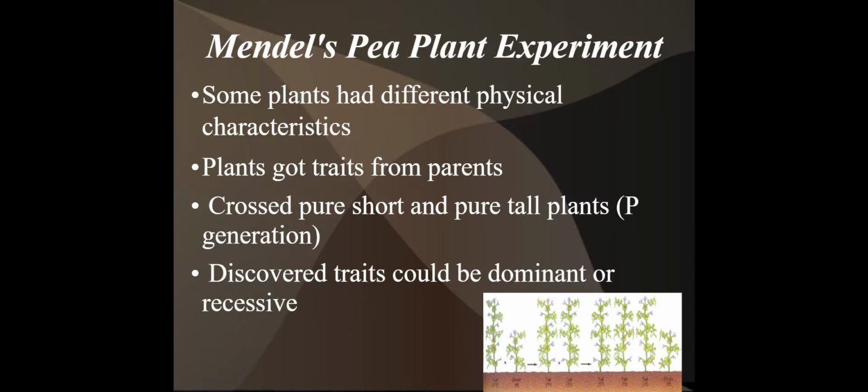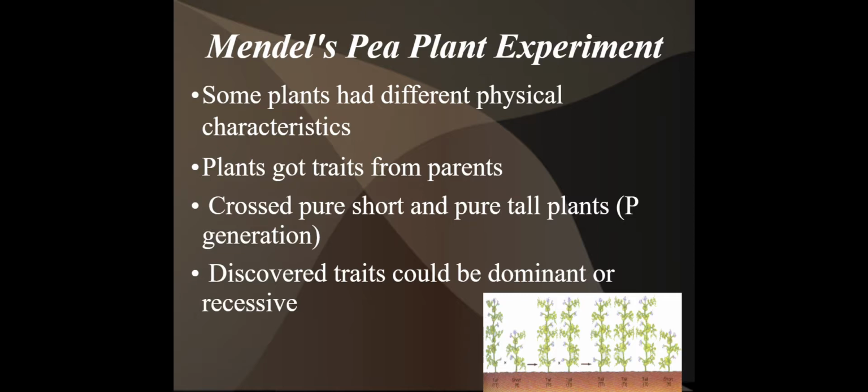So he could take pollen from a tall plant and pollinate, or put it on the stigma of, a short one. So he could see, okay, if I crossed a tall and a short, what am I going to get? So that's how we have parent plants. You're taking the pollen, or the sperm, from one plant and putting it on the stigma to fertilize the eggs of a different plant. We call this cross-pollination when you purposefully do that.